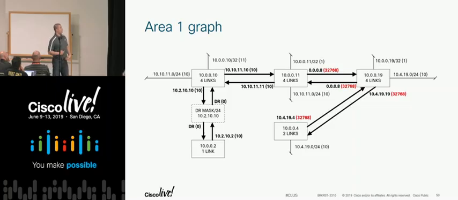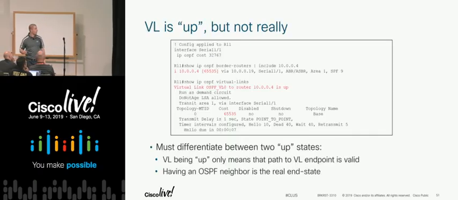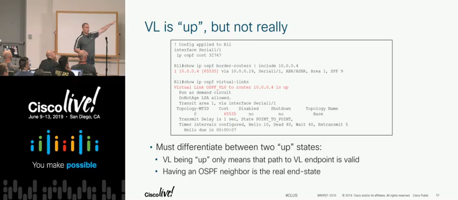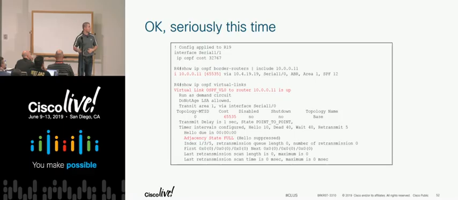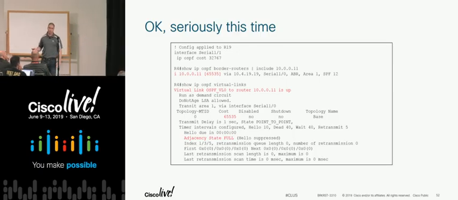If we were to draw the whole graph for Area 1, this is what we would end up with. And you can see I've highlighted those high costs in red. And they sum to a number greater than the maximum cost for OSPF. The VL is up, but not really. We talked about that. This is that middle transient state where it's not actually working. The word up only means that your cost to the remote endpoint is functional. When we change the cost on the other side, we see all the adjacency state information, and everything is working properly.